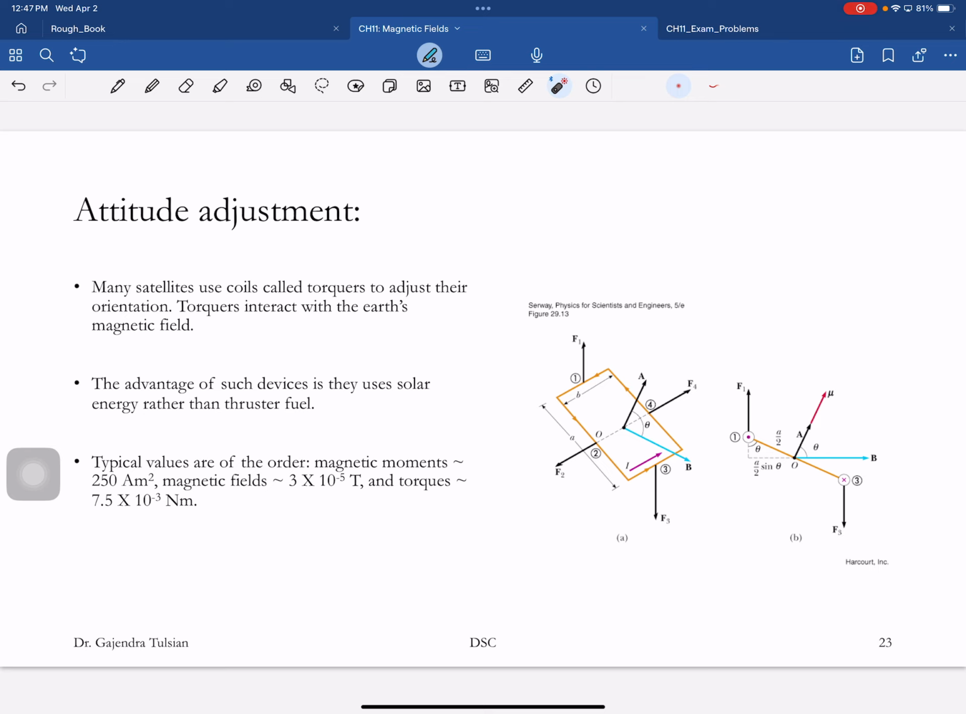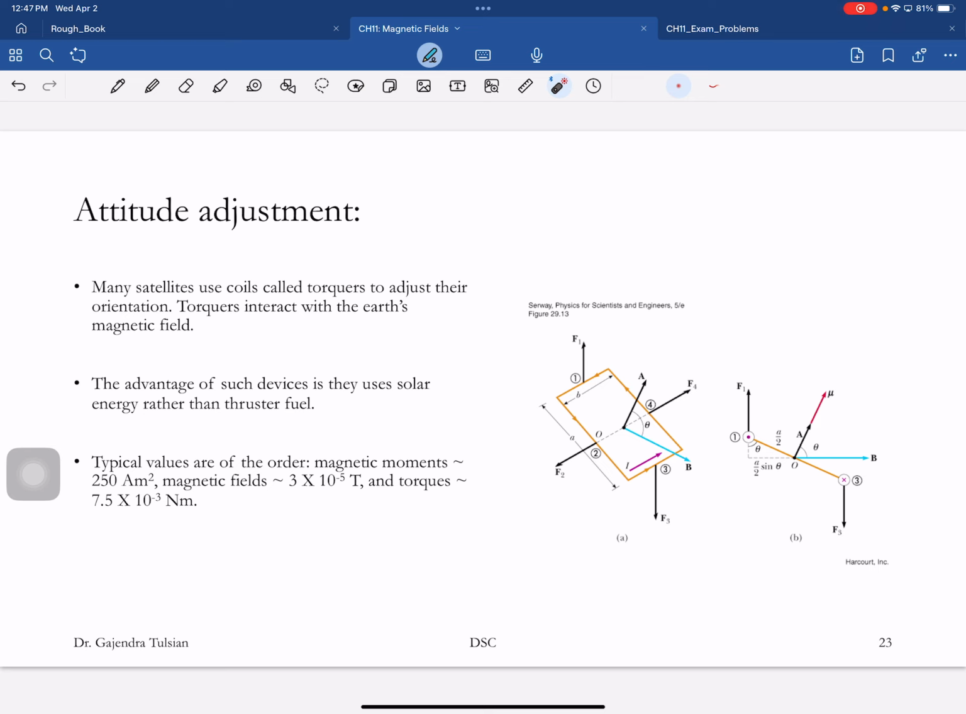Well, how do you get it straight back? Okay, so here's what you could do. You have this piece of wire, and there's the Earth's magnetic field. All you do is pass a current in this piece of wire. That'll turn toward the magnetic field.